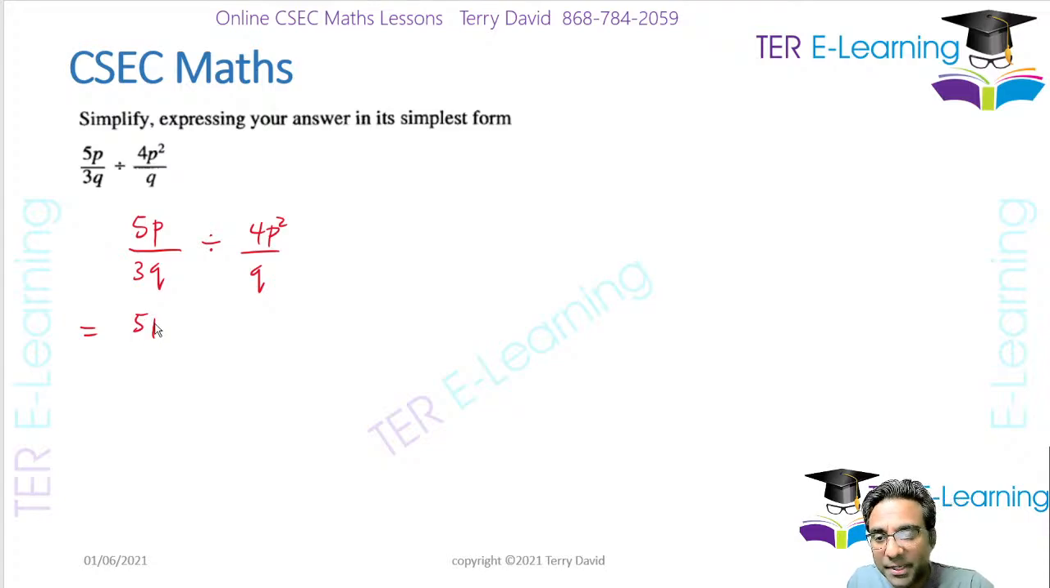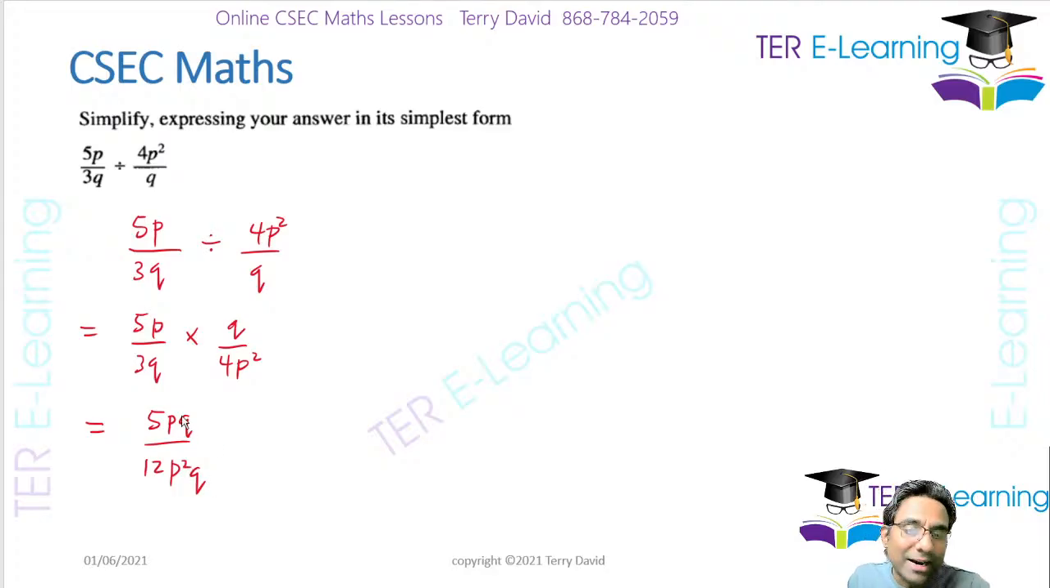So this is 5p over 3q. Now when you're dividing by a fraction, you need to change the sign to multiply, and you must invert. That's how we do division when you're dividing by a fraction. So this is going to be q over 4p squared. And then we're going to try to simplify this. Now on top, we're going to have 5pq. At the bottom, you're going to have 3 by 4 is 12, and q by p squared is simply going to be written as p squared q.